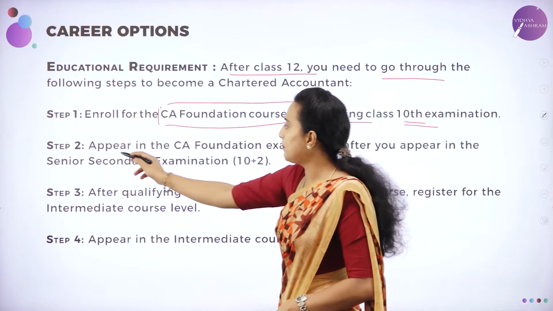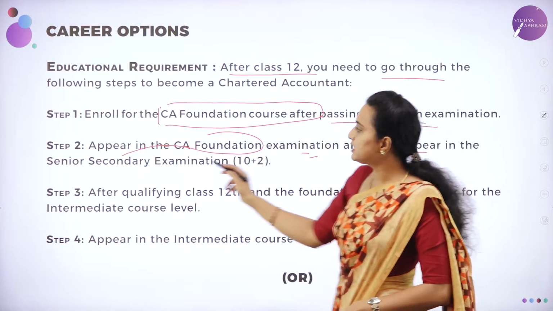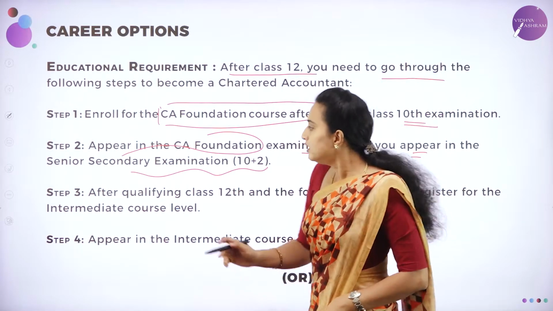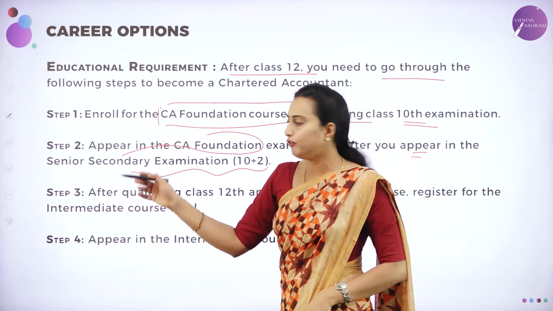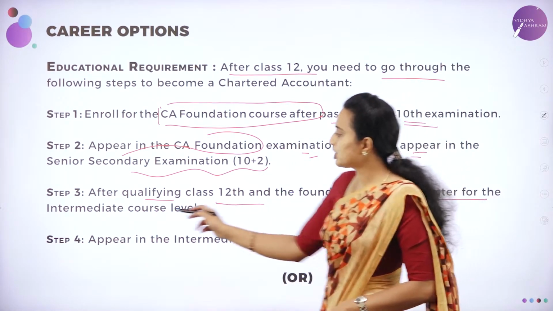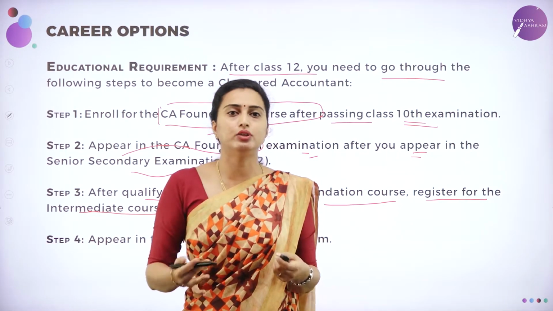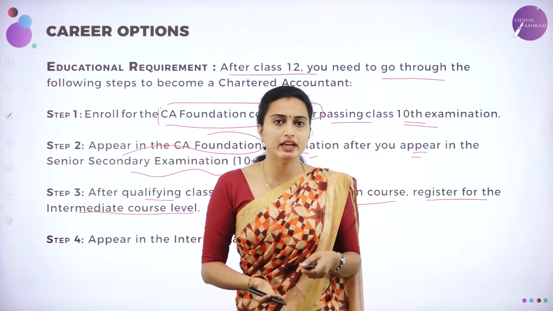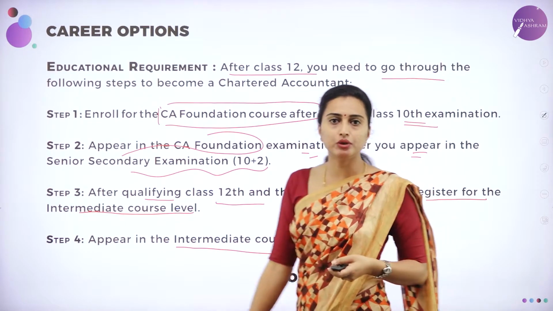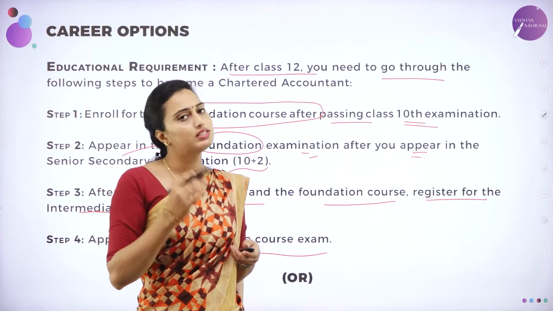Step 2, appear in the CA Foundation examination after you appear in the senior secondary examination, that is after passing the 12th. Step 3, what you need to follow: qualifying class 12th and the Foundation course, then registration for the intermediate course level. Immediately you can register for the intermediate course level. Step 4 is to appear in the intermediate course examination, after taking the course.